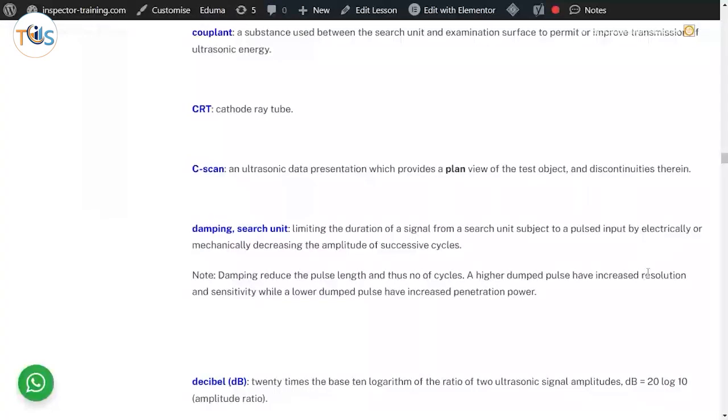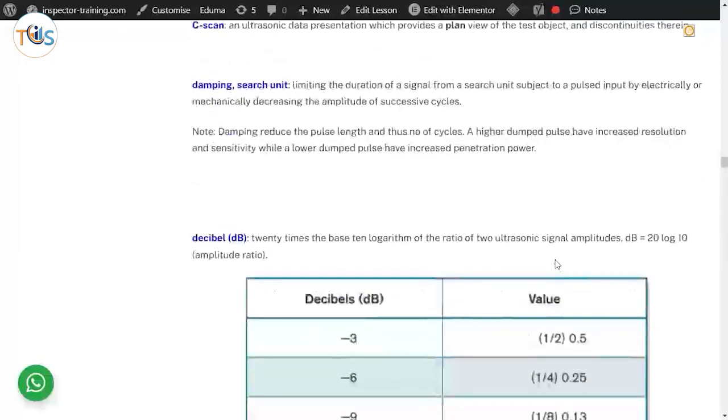CRT is a cathode ray tube. It's practically a display, and C-scan is a plan view of the test piece, as we explained pictorially up there.